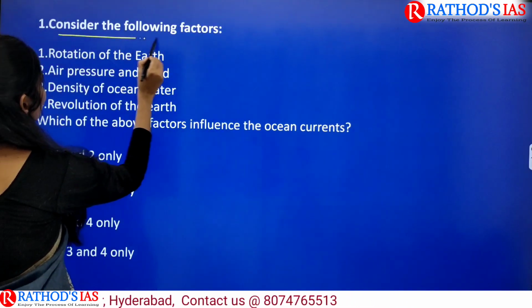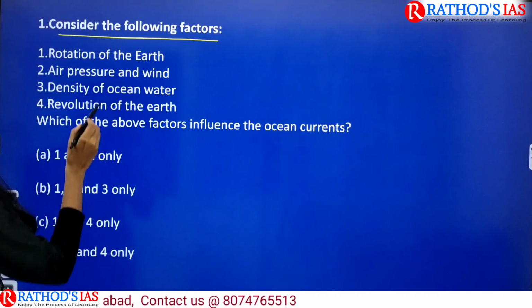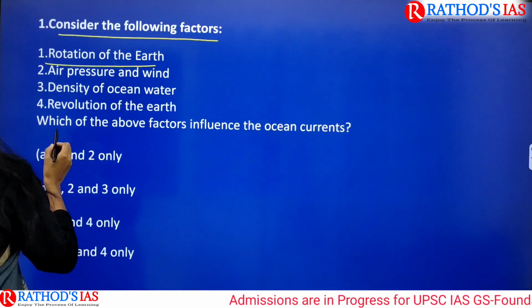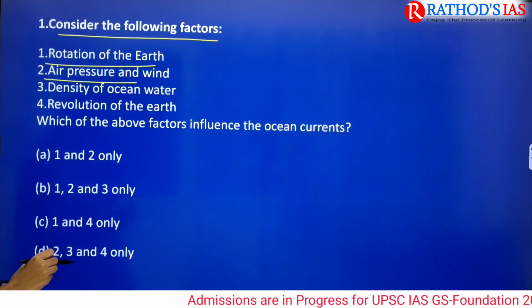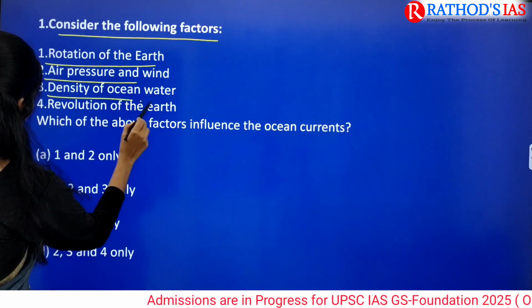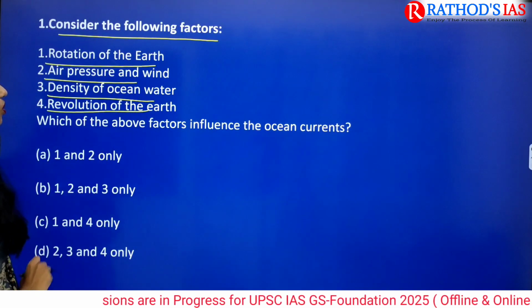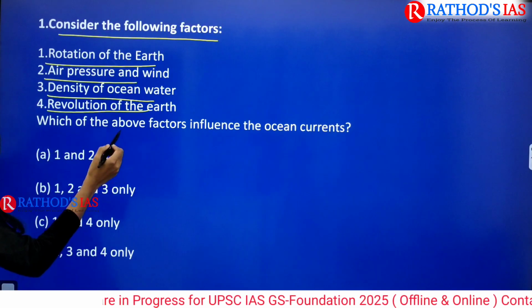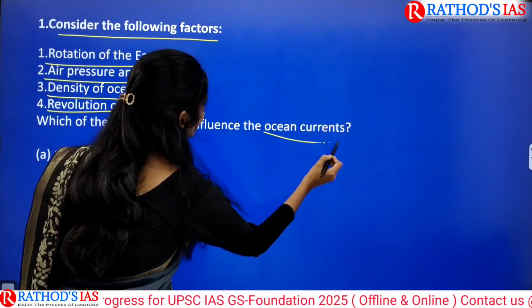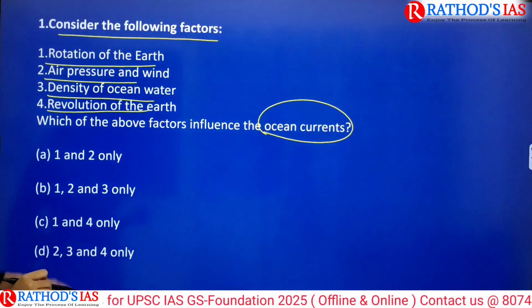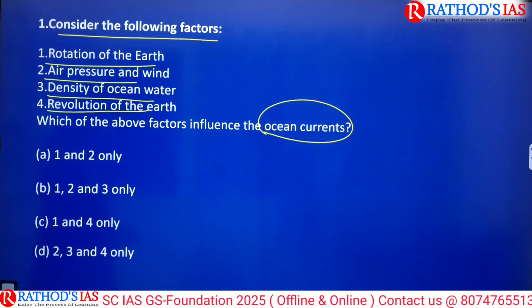Question is, consider the following factors. First one is rotation of the earth. Second one is air pressure and wind. Third one is density of ocean water. And fourth one is revolution of the earth. Which of the above factors influence ocean currents? So these are the options which are given.